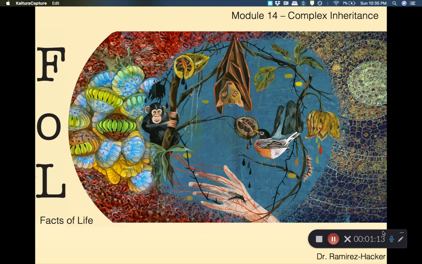But today we're really going to be focusing on understanding sex-inherited traits and understanding how genes can interact with their environment to form complex traits, a different variety of traits.